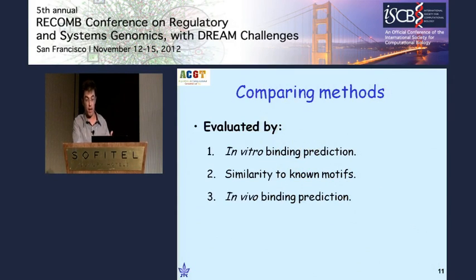To test and evaluate our method compared to the previous methods, we evaluated all methods in 3 different domains. First domain is the in vitro binding prediction. In the second domain, we checked the similarity to literature motifs. We tested how similar they are to motifs found by different technologies, not protein binding microarrays. And in the third domain, we tested for in vivo binding prediction.